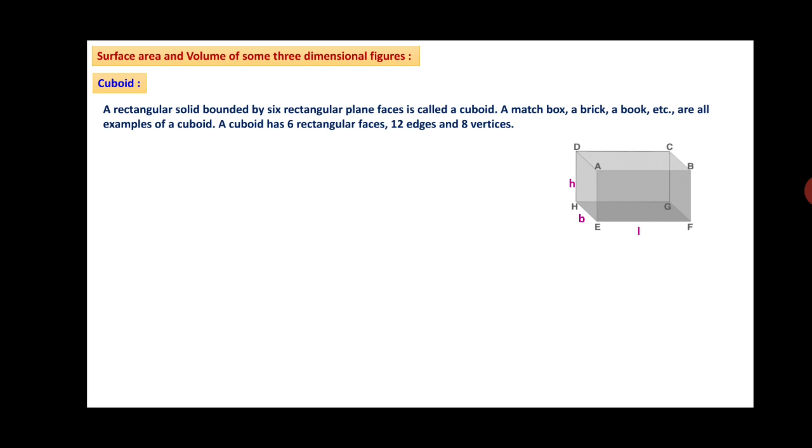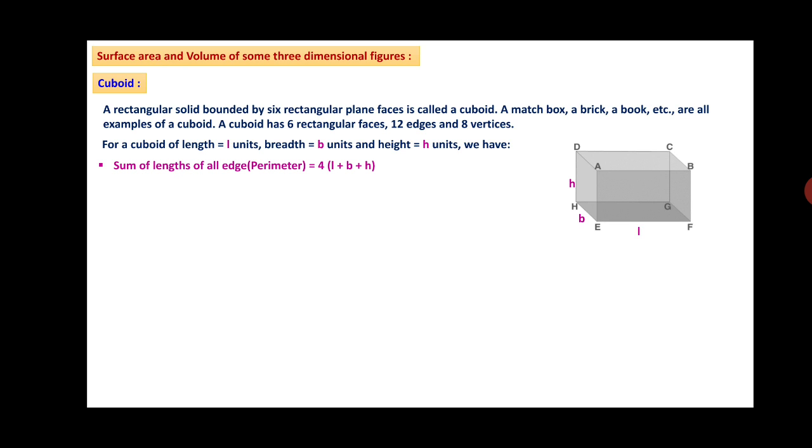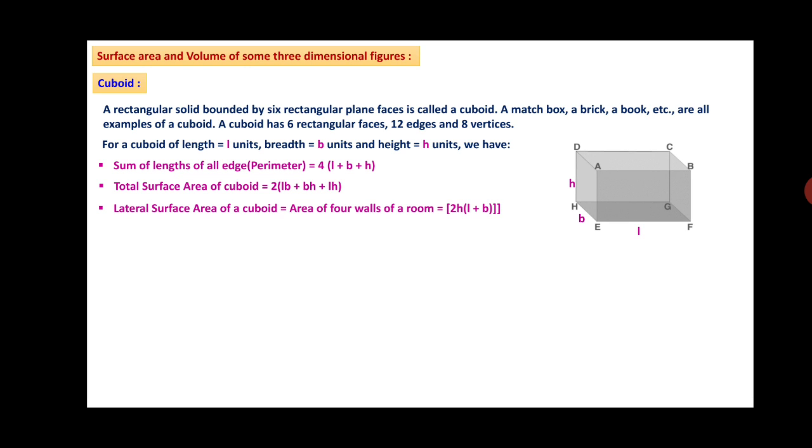A cuboid has 6 rectangular faces, 12 edges and 8 vertices. For a cuboid, length is L, breadth is B and height is H. Then we have the sum of the lengths of all edges equal to 4 into bracket L plus B plus H, that is the perimeter. Total surface area of the cuboid is equal to 2 into bracket LB plus BH plus LH.